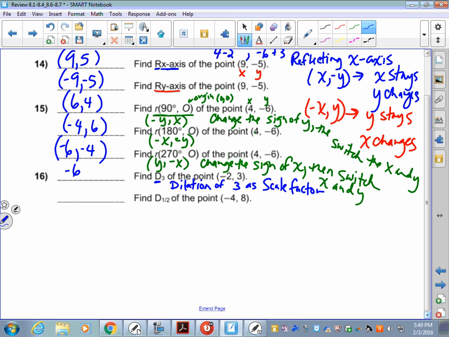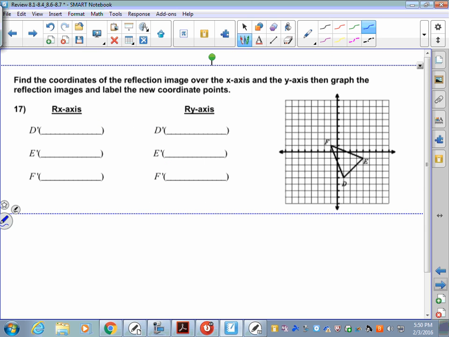So this was negative 6, 9, and then this D1 half, we're taking a half of each point, a half of 4, and a half of 8. Half times 4 would give me a negative 2, because that 4 was negative, sorry, and 4. Alright, so there is applying the rules.